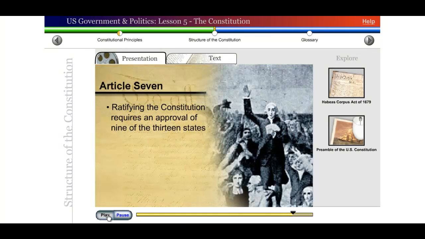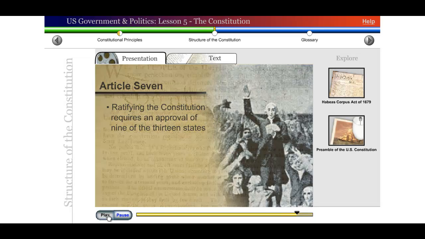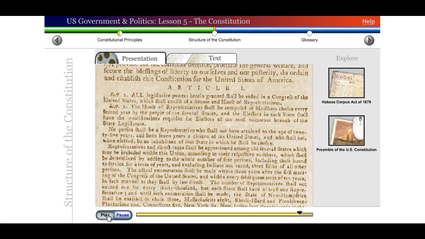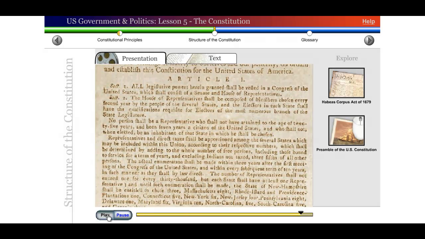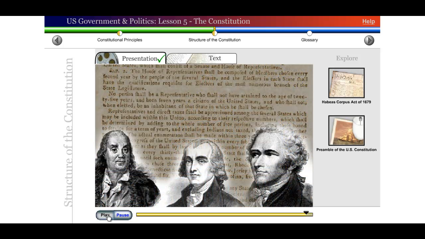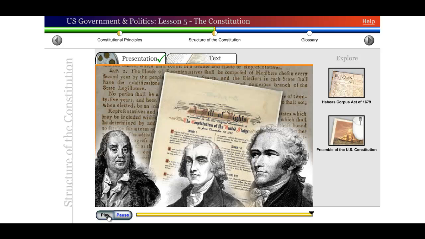The method for ratifying the Constitution was established in Article 7, requiring an approval of 9 of the 13 states. With its radical ideas, the Constitution answered the weaknesses of the Articles of Confederation by establishing a strong central government that had restrained authority. It also allowed states to have power within their borders. But many leaders believed the Constitution should go further to ensure individual and civil liberties. It was not long before these leaders would establish the Bill of Rights.